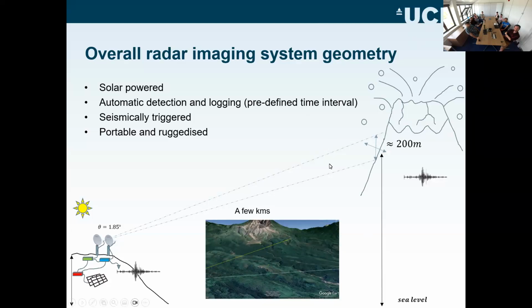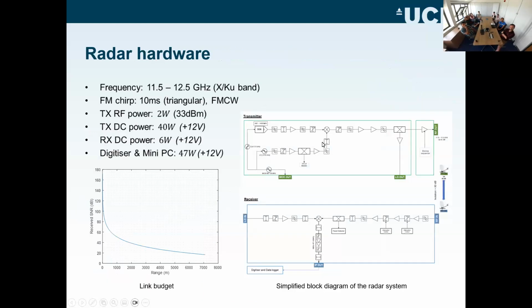Yeah, so that's the geometry of the system. So I'll jump into the radar hardware. Our radar is based on a frequency band within X/Ku band, with a bandwidth of 1 gigahertz. The architecture of the radar is FMCW, so most people in this room are quite familiar with that.